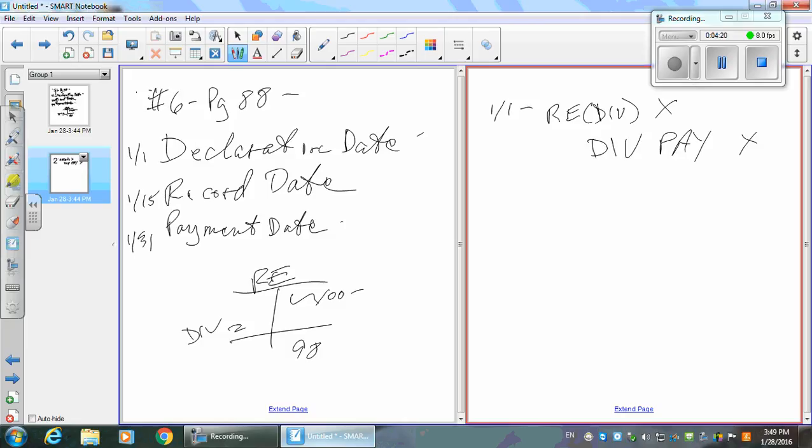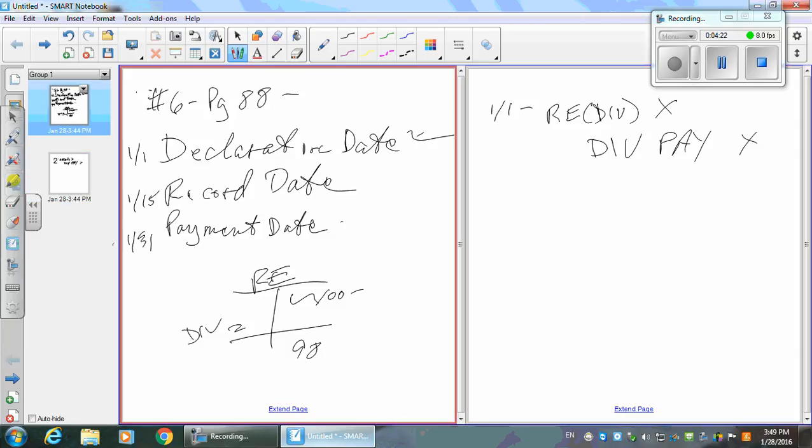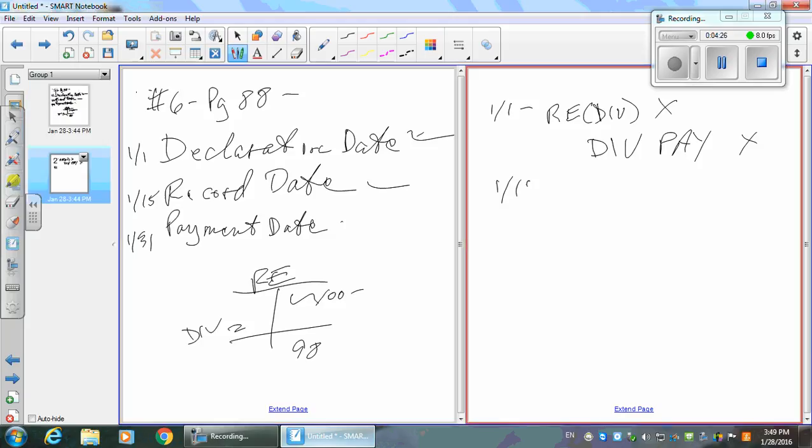Okay, that's the declaration date, right? What would you do on the record date, January 15th? You can answer this one. Come on. You just find out because the stock's trading, right? Stock's trading between January 1st and January 15th. We want to know who owns the stock on that day. It's also going to trade between January 15th and January 31st.